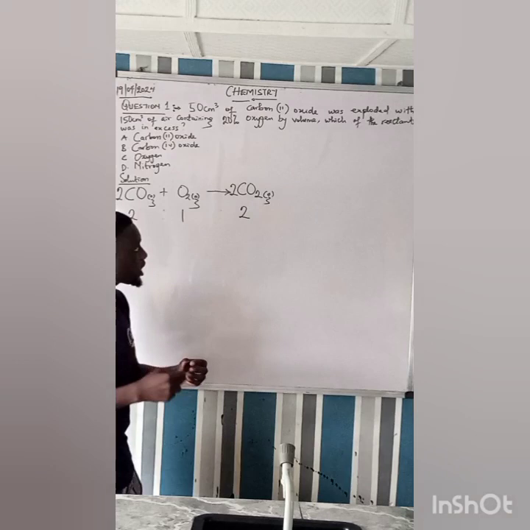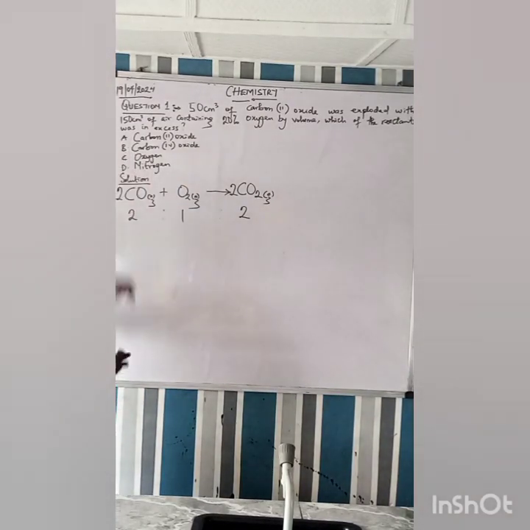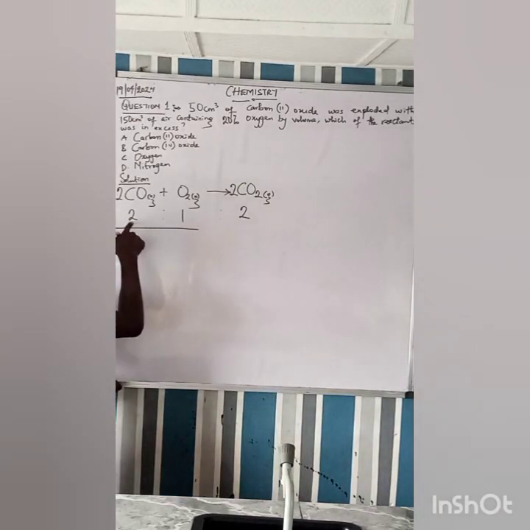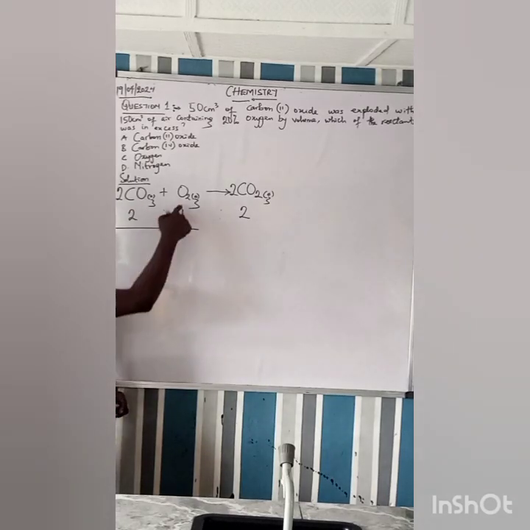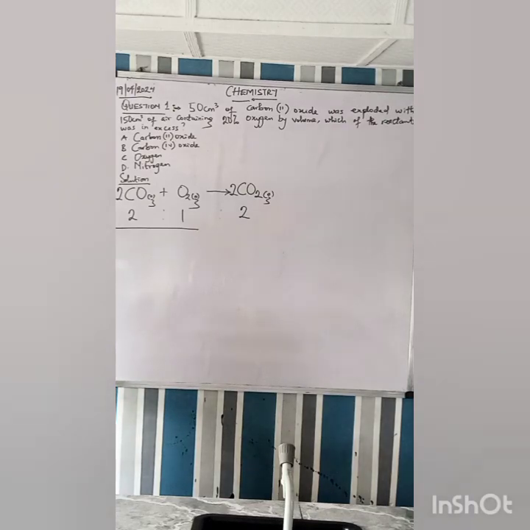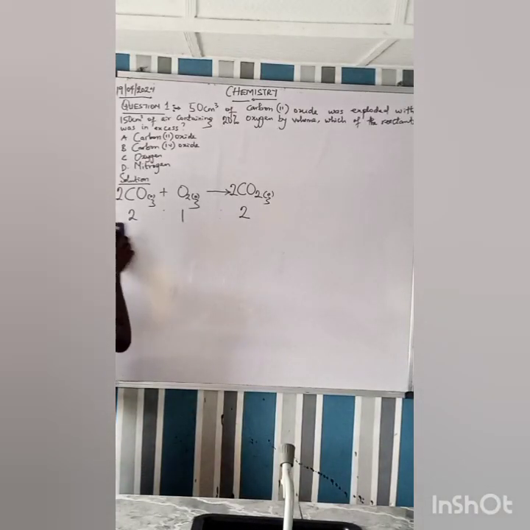So if you now look at the question, it says which of the reactants was in excess. So our target is the reactant part. Which one is more, that is in excess? Is it the carbon(II) oxide or the oxygen? So that's our target. So what you have to do there is to quickly check some things.